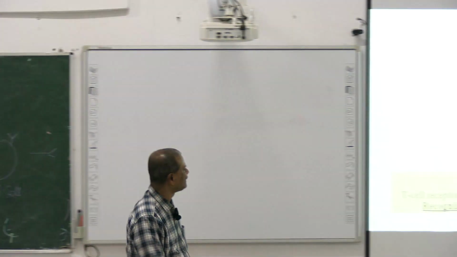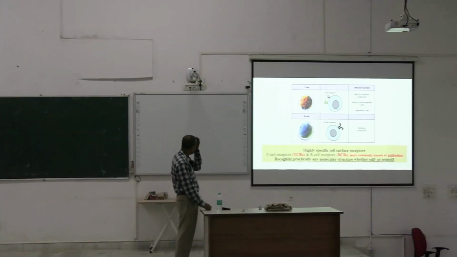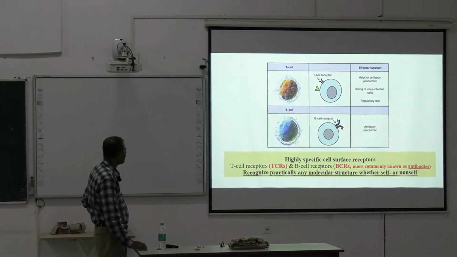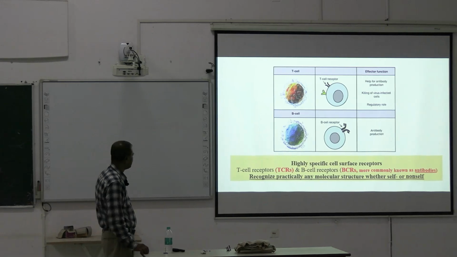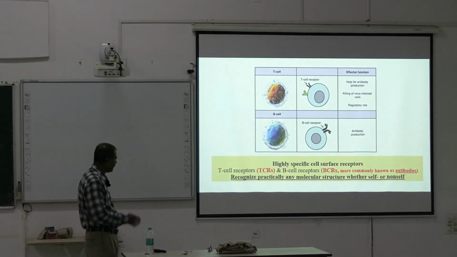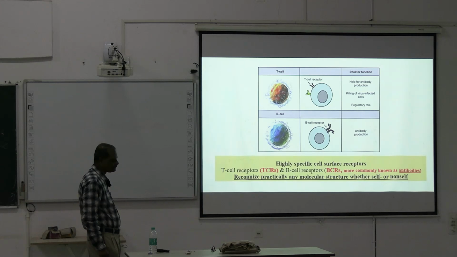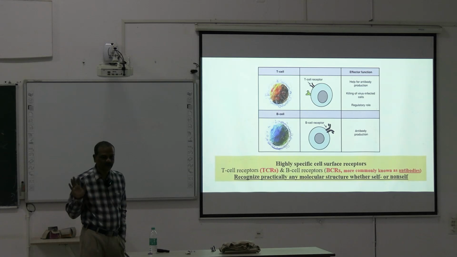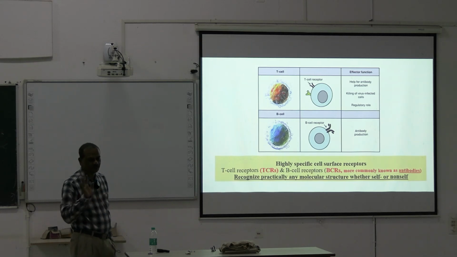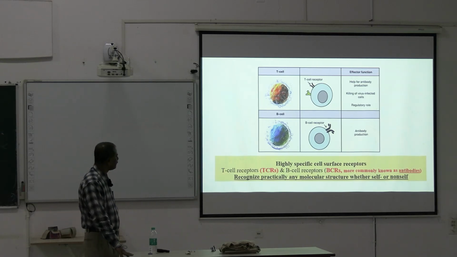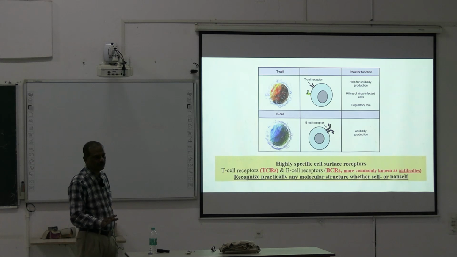Similarly, T cells have T cell receptors. Write down: highly specific cell surface receptors, because if they cannot specifically bind antigen, the immune system will not be operative. T cell receptors are called TCRs and B cell receptors are called BCRs, and they recognize whether it is a self molecule or non-self. If it is non-self and dangerous, they will mount an immune response. If it is innocuous, meaning not dangerous, then no issue. So they recognize specifically; write down whatever you can remember.